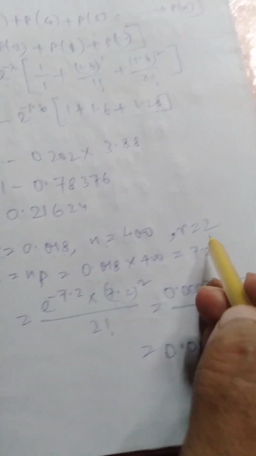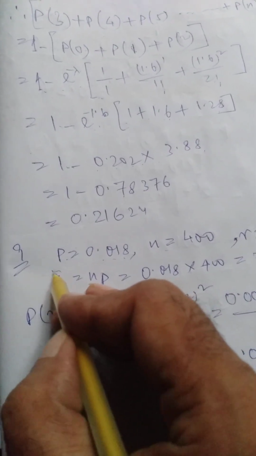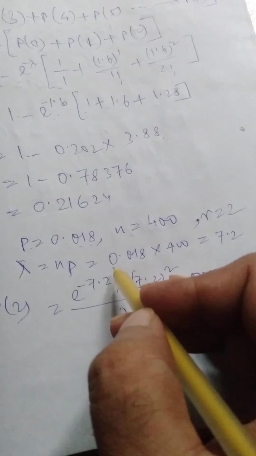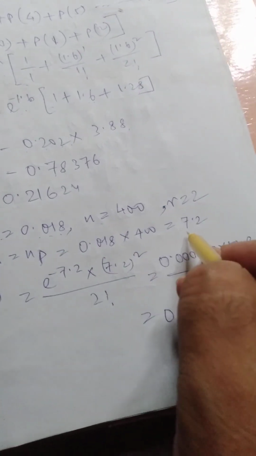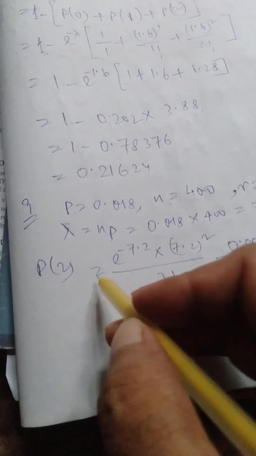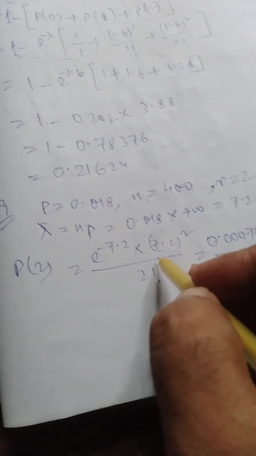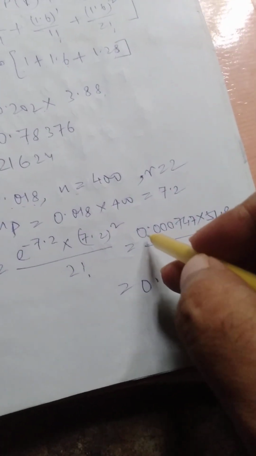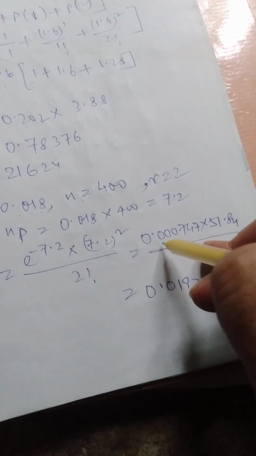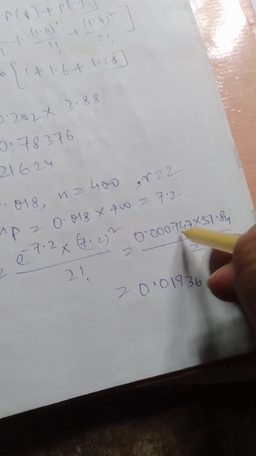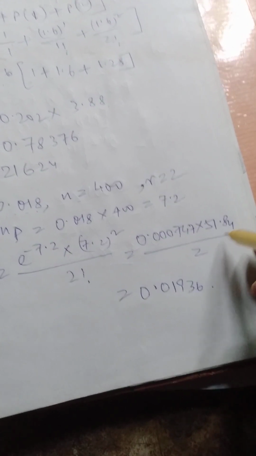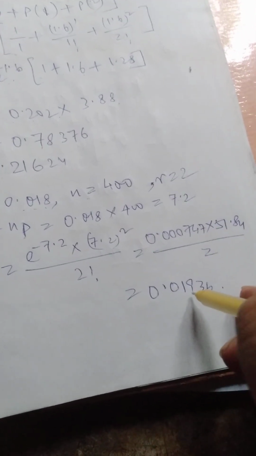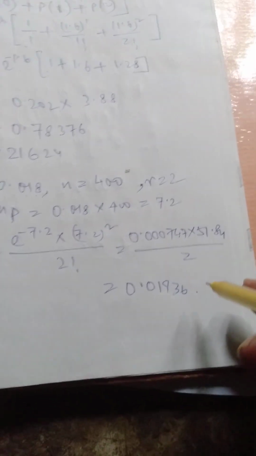So p equals 0.018, n equals 400, r equals 2. Therefore, lambda equals n into p, which equals 0.018 into 400, makes it 7.2. So P2 equals e to the power minus 7.2 into 7.2 squared divided by 2 factorial. So e to the power minus 7.2 value is given 0.00747, into 51.84 divided by 2, which will make it 0.01936 approximately. Now question number 10.